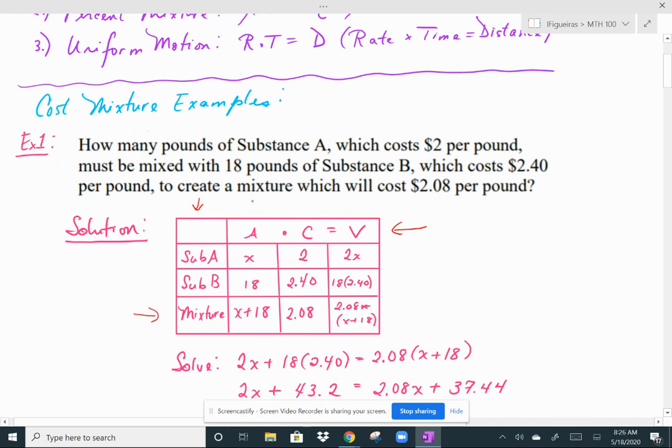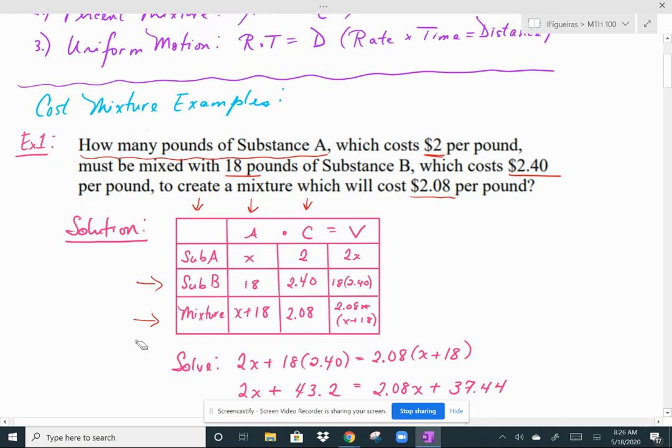So amount. We don't know how much we have of substance A. In fact, that's the question. How many pounds of substance A? That's our variable. But we know that it costs $2 per pound. So that goes into your cost column. And then let's move on to substance B. You're told that there are 18 pounds of substance B and it costs $2.40 a pound. So that's what you see in the second row. And then your mixture, well, remember, you're combining substance A and B, so the amount is x plus 18, and you're told that it costs $2.08 per pound.